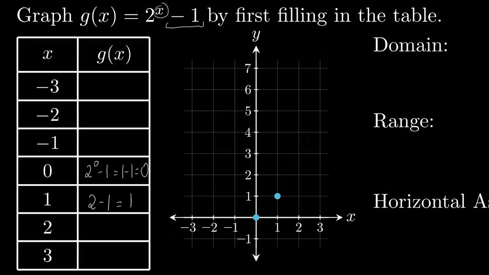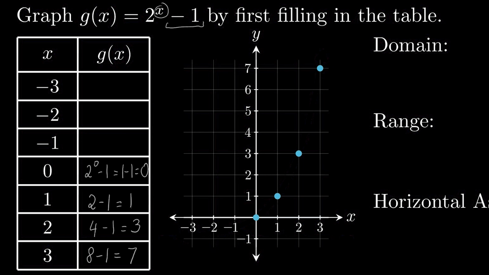When we raise 2 to the power of 2, we get 4, then we subtract 1 to get 3, resulting in another point (2, 3). And when we raise 2 to the power of 3, we get 8, and then take away 1 to get 7, resulting in another point (3, 7) on the graph.